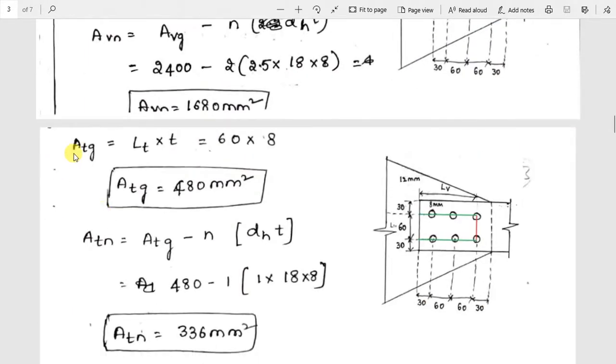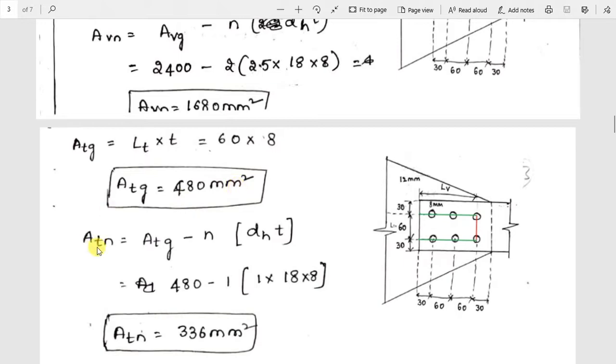Similarly, you have to calculate Atg and Atn. A stands for area, G stands for gross, and T stands for tension. So Atg, the gross area in tension, is given by Lt into t. Lt is the length of the tension plane. The tension plane is the length from the center of this bolt hole to the center of this bolt hole, which is nothing but the gauge distance. So Lt will be 60, the thickness is 8, so Atg will be 480 mm square.